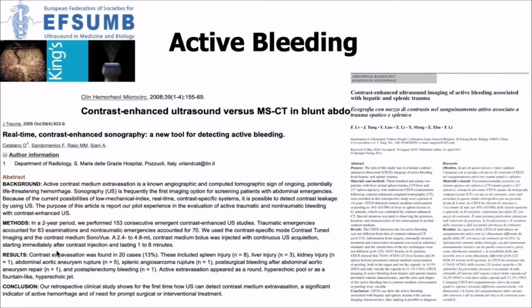Active bleeding presented as either a rounded hypoechoic area on B mode ultrasound, which was hyperechoic with pooling contrast and rapidly increased in size, or, if there was a high pressure, high volume bleed, a significant fountain-like or hyperechoic jet.